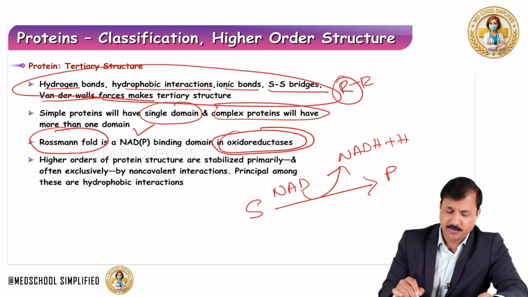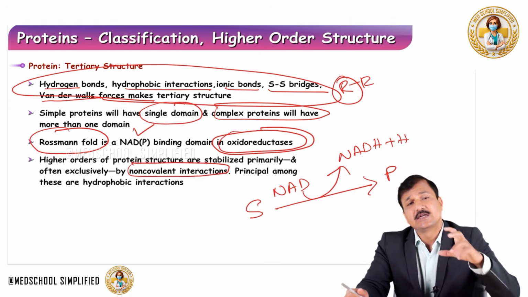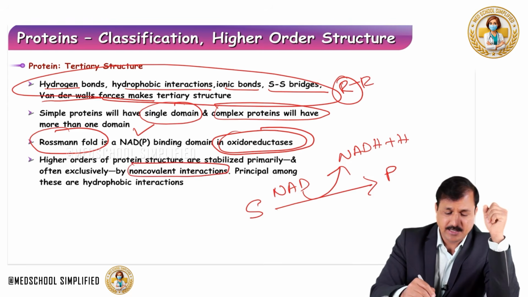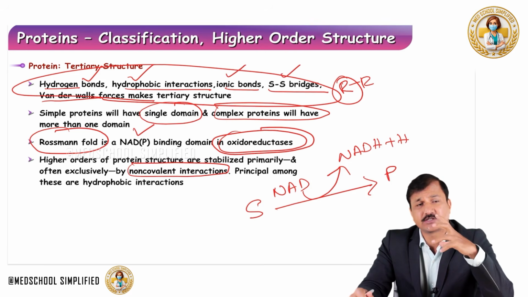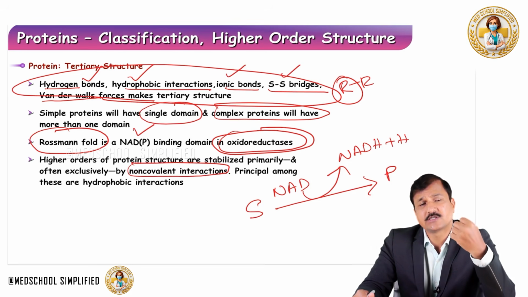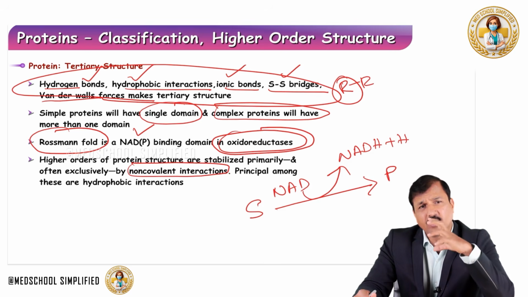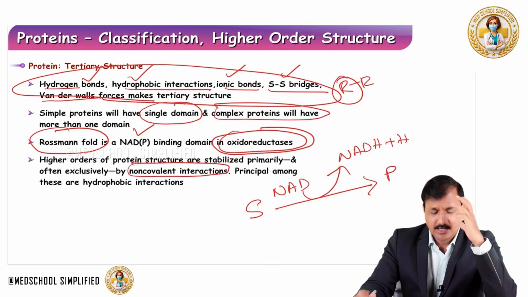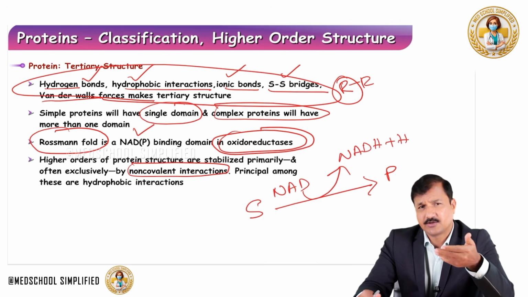Okay, so higher order protein structures are stabilized primarily and often exclusively by non-covalent interactions. That is, tertiary structure will involve different kinds of bonding which stabilize it: hydrogen bonds, hydrophobic interaction, ionic bonds, disulfide bridges, and weak van der Waals forces. These non-covalent interactions stabilize tertiary structure and also quaternary structure. I am going to explain that in the next slide.